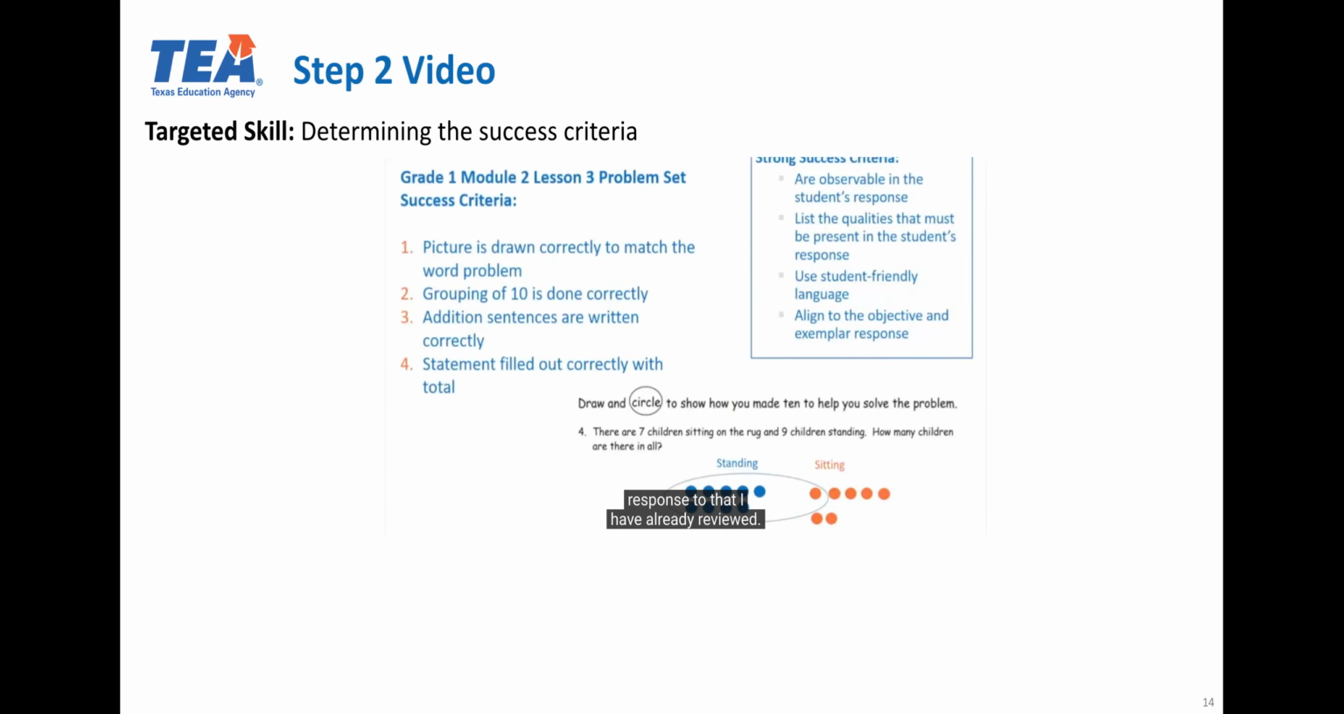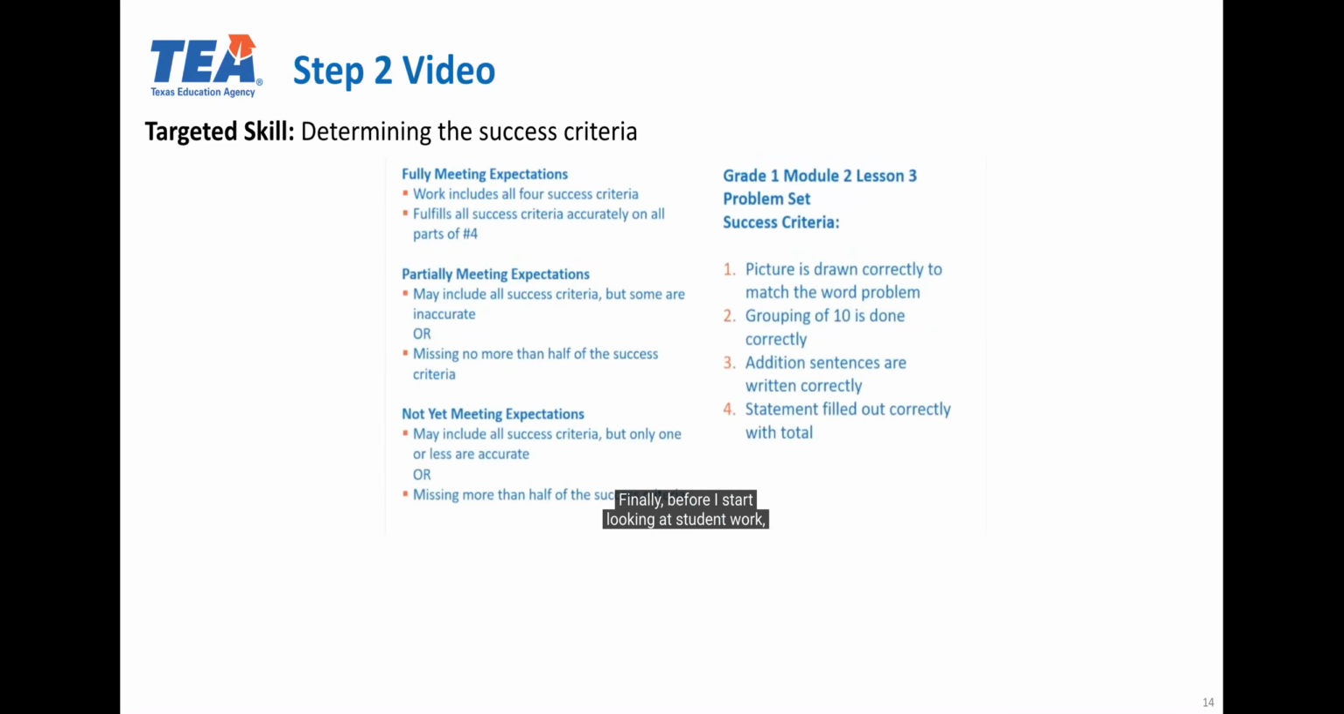I have already reviewed the exemplar response. Finally, before I start looking at student work, I want to make sure that I know exactly what I mean when I say fully, partially, or not yet meeting expectations. When it comes to fully meeting expectations, we want to be sure that students are including all 4 of our success criteria and fulfilling them accurately.